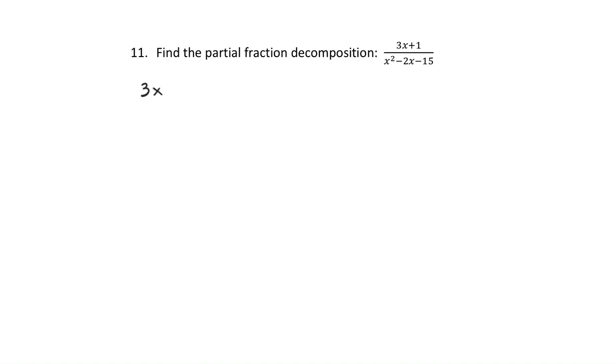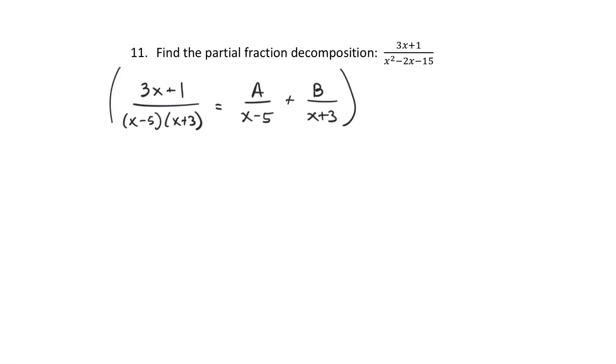All right, partial fractions, we're going to factor the denominator. Since there's two factors, we're going to have two partial fractions. I'm going to multiply this whole thing here by the common denominator. So when this distributes over there, then we're just left with 3x plus 1.